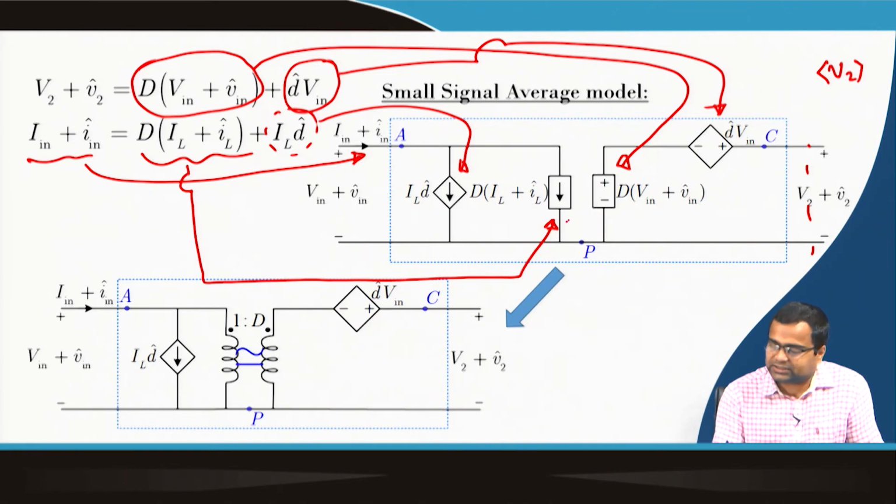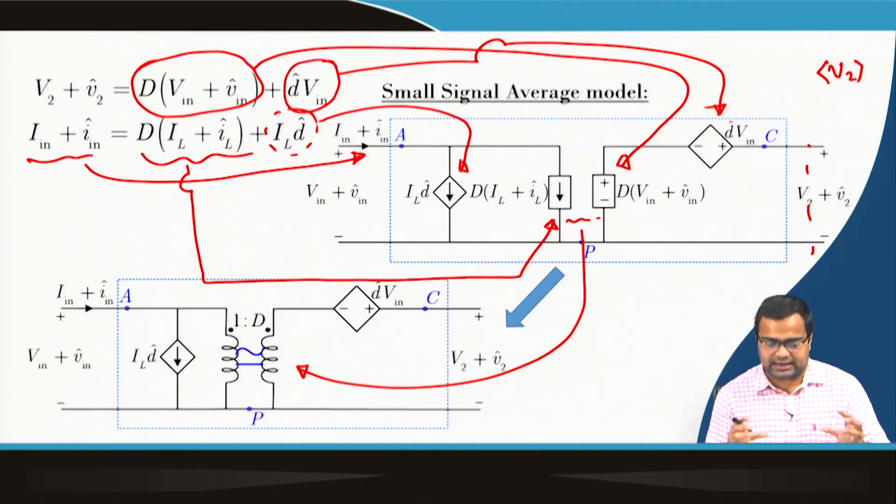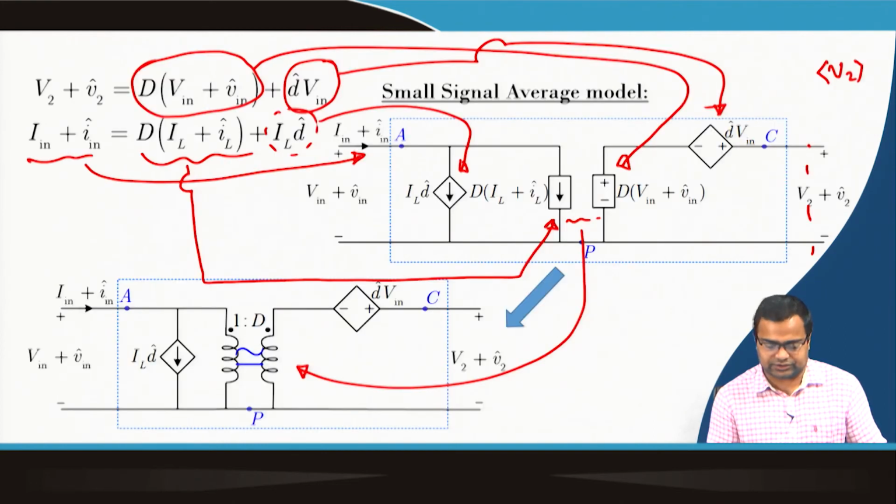Now, you see these two switches we can replace with this transformer model, and then the rest of the circuit will remain the same. That means this 3 terminal PWM switch model we can write in terms of a DC transformer and also dependent voltage and current sources.